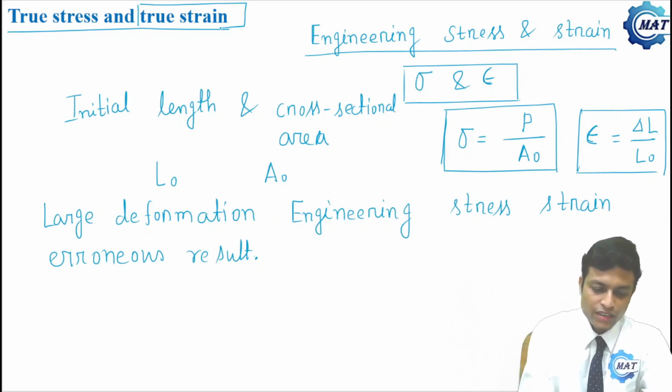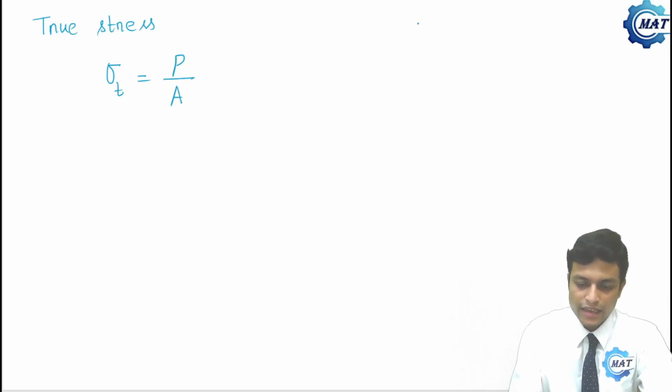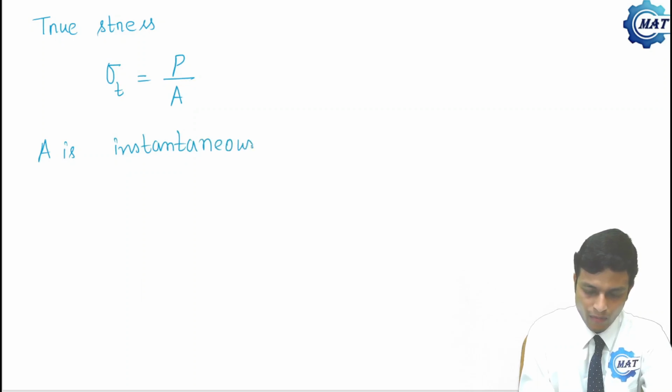Now what is true stress? True stress is P by A, where A is the instantaneous cross-sectional area of the component.